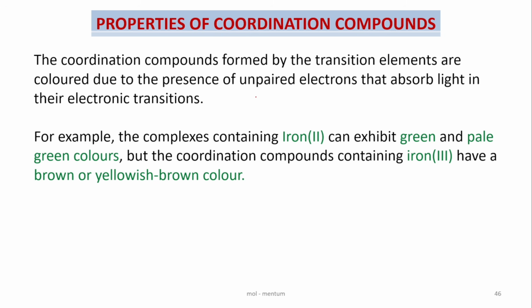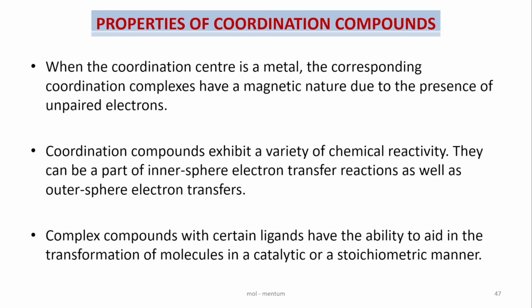Like I just told you, iron 2 is green, and iron 3 is yellowish brown, and copper is blue, because these d block elements have vacant d orbital. When the coordination center is a metal, the corresponding coordination complexes have magnetic nature. Again, magnetic nature is because of the vacant d orbital and unpaired electrons.